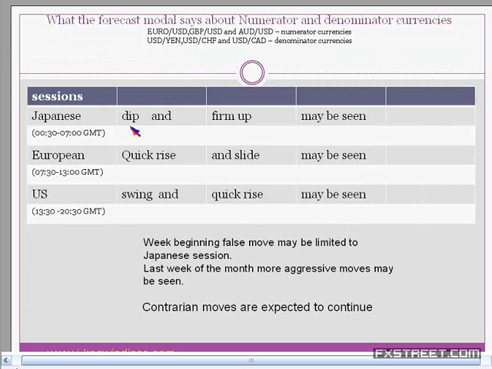So initial dip and the firming up moves are expected during the Japanese session, and a quick rise is expected during the European session, and a slide, a profit booking. Then the traders jump and buy at a higher level as a breakout trade. Then swing and quick price moves are expected during the US session.